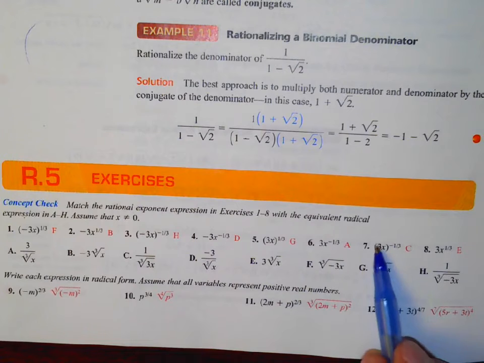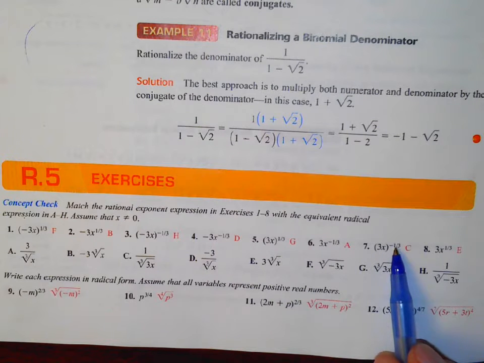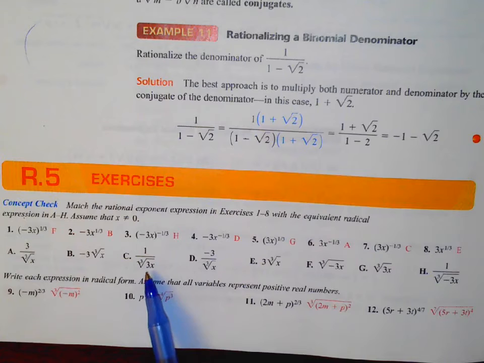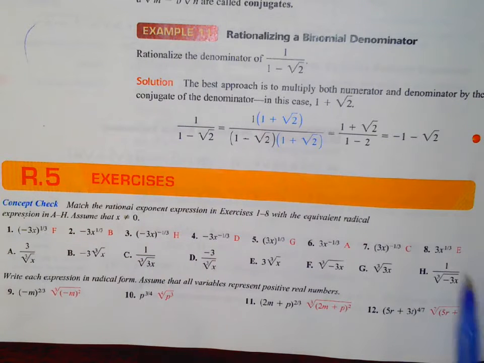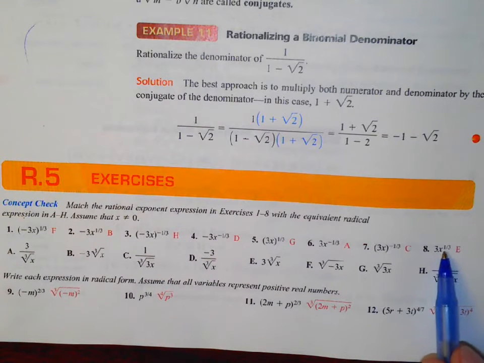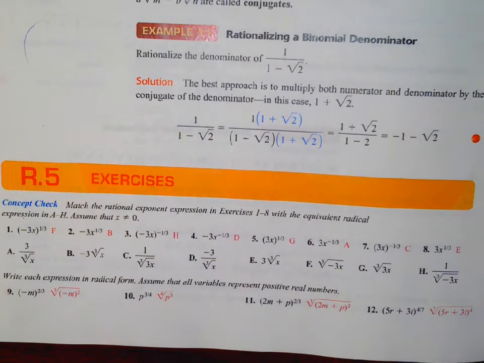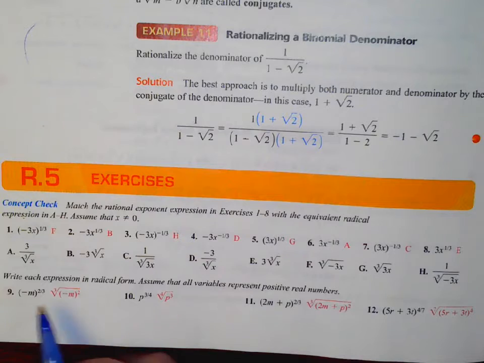Okay, the whole thing is a negative exponent, so the whole thing goes to the bottom, and the whole thing is the cube under the cubed root. So right there. And the cubed root of just the x, and the 3 is outside. Okay, so those are the first matching. Number 9, okay, I'll do this on paper then.